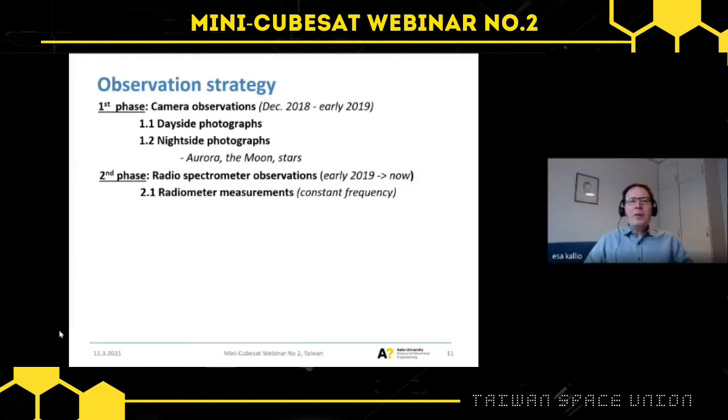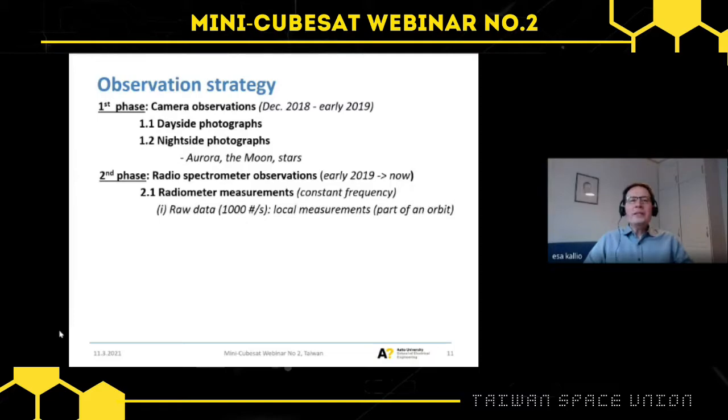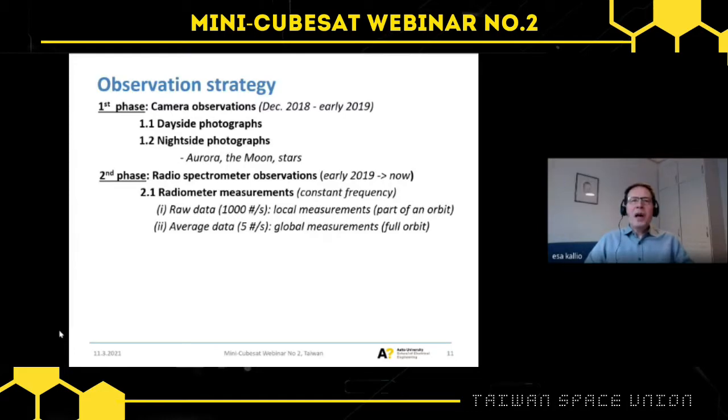For example, we have different onboard programmed data modes for how to use the instrument. We can use a constant frequency. At the maximum, we can get 1,000 measurements per second. And actually, we use that for local measurements, so maybe 10 minutes, 15 minutes of measurements. But then we also have a little bit lower resolution, 5 data points per second, average values.